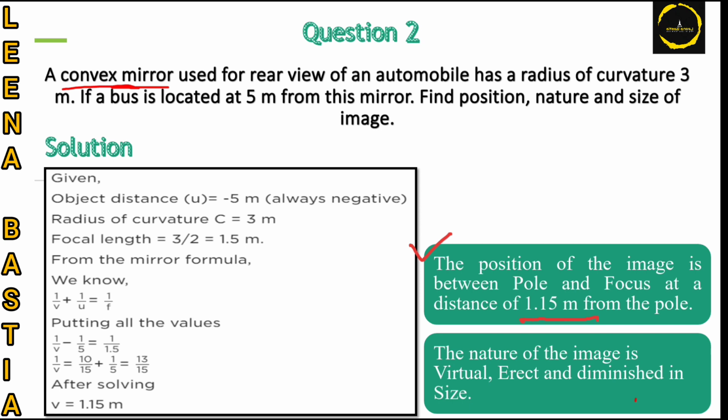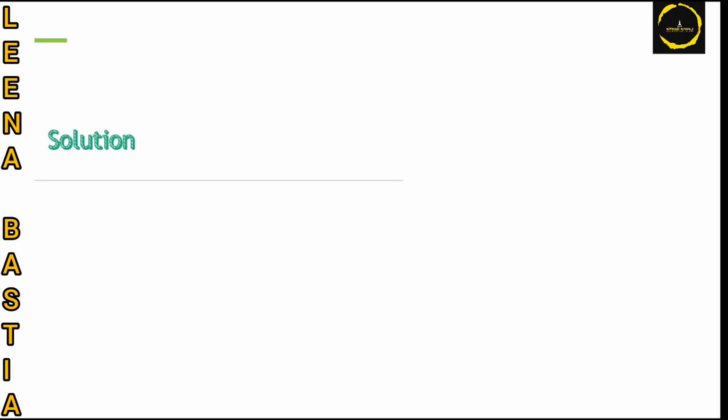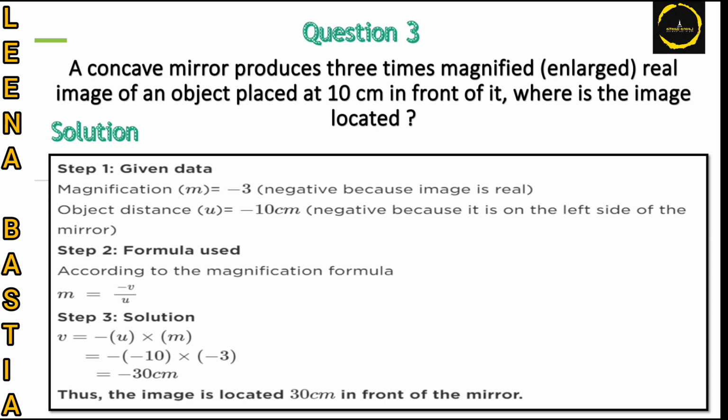Okay. Now the second one we have already discussed, because V is positive. If V's value we are getting is positive, then it is always virtual, erect, diminished, right? So I hope this question is also clear to you all. Now let us move to the next question, question number 3. It is saying a concave mirror produces 3 times magnified or enlarged real image of an object placed at 10 centimeter in front of it. Okay, where is the image located?